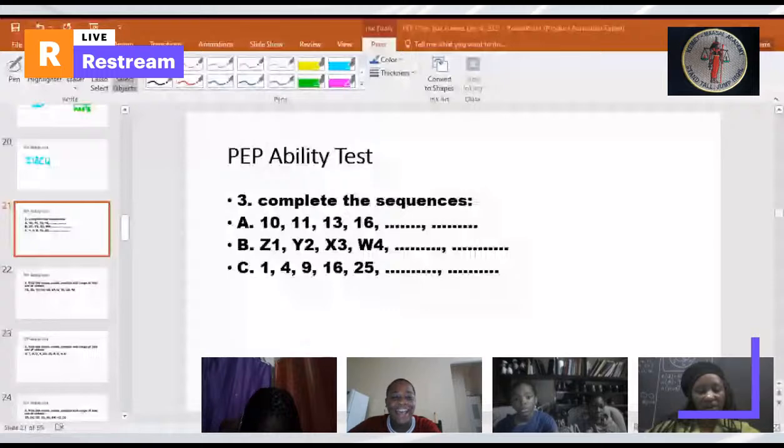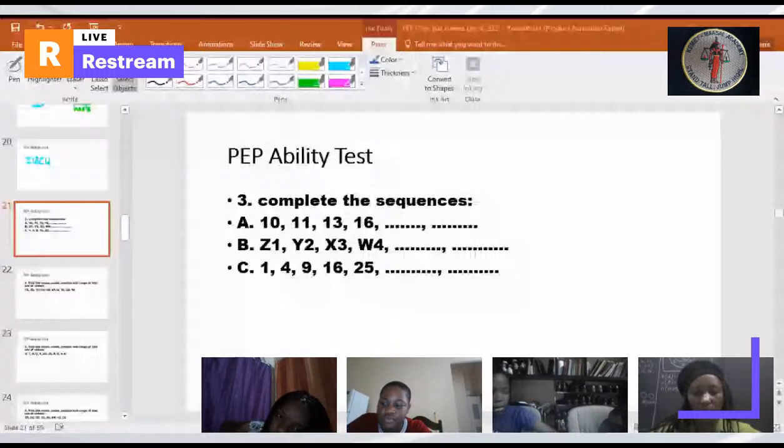Okay, Jerry, C. Miss, I haven't figured this out yet. All right. Anyone figured it out? 36 and 49. Why? Square numbers. What's the pattern? Square numbers. Yes. And you must know these square numbers. So the first one is 1 squared, the second one is 2 squared, third one is 3 squared, and so on. So the missing ones are 6 squared, 36, and 7 squared, 49.